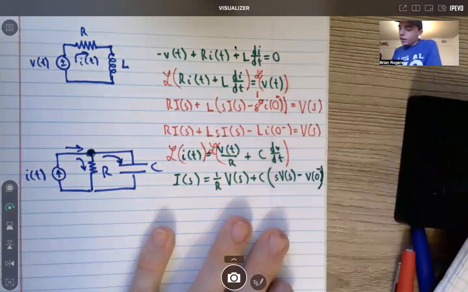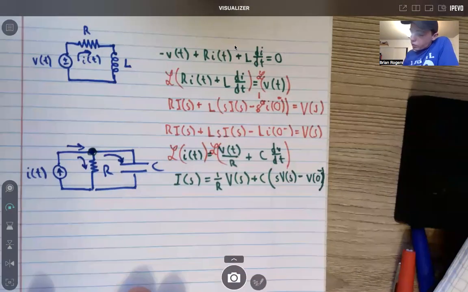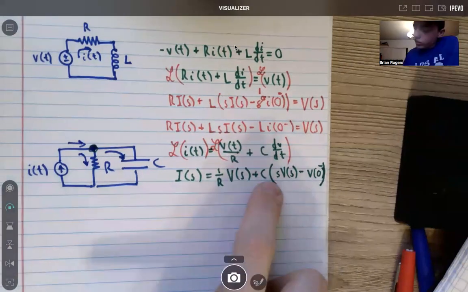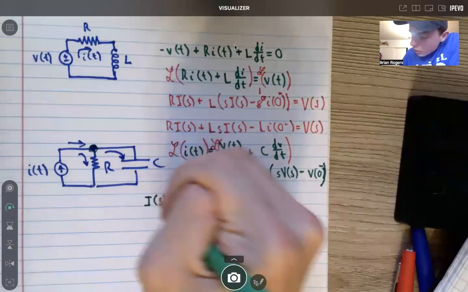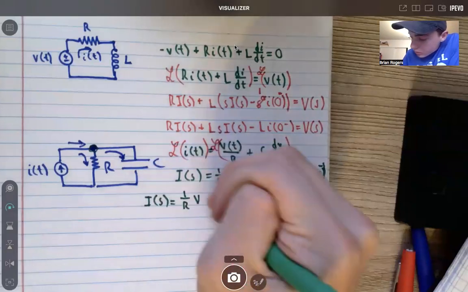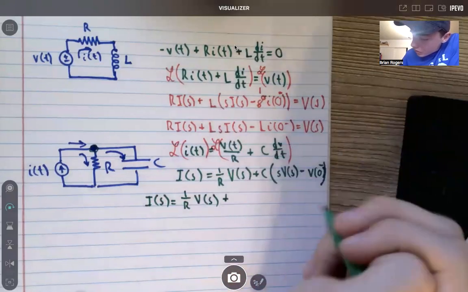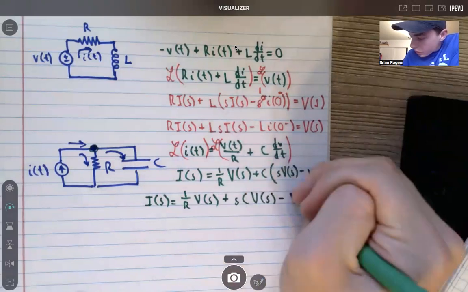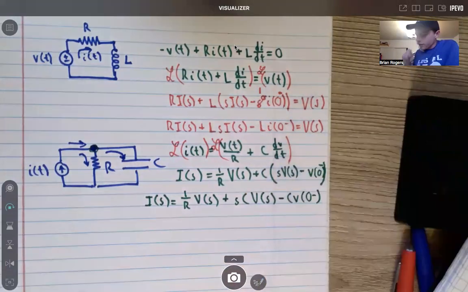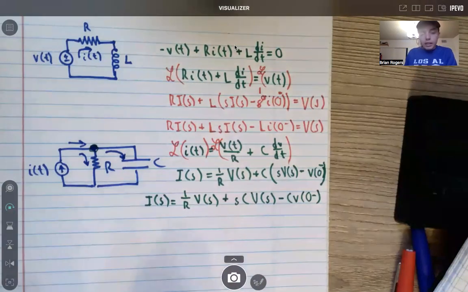Now since we've got our I of s here, what you can do is just distribute the C. So I of s is equal to 1 over R, capital V of s, plus s C V of s minus C v evaluated at time 0. And so that's how you could solve for it, and then you can convert it back into the time domain if needed.